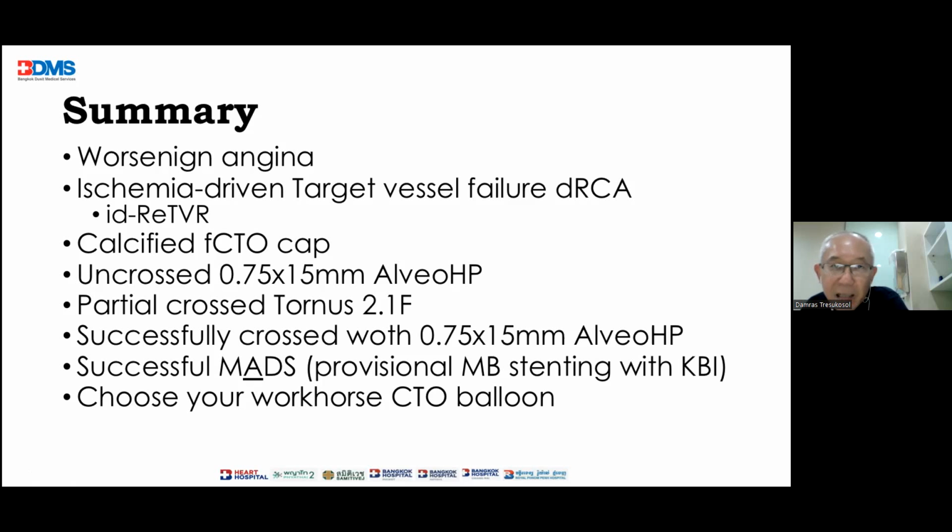So in your case, in your lab, when you face a tough CTO, in my case, I call it functional CTO, please choose your workhorse CTO balloon. In my point of view, the smallest special CTO balloon catheter now is Alveo HP 0.75, and you can choose from lengths of 5, 8, 10, 12, 15, and 20. I wish that you can get more success when you meet a very hard, difficult, calcified CTO lesion.